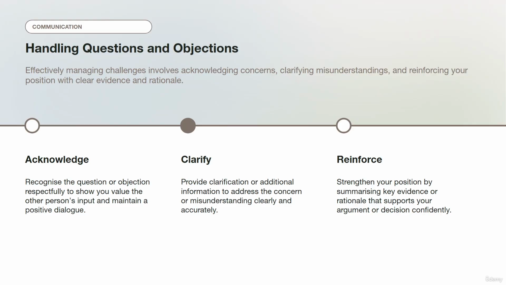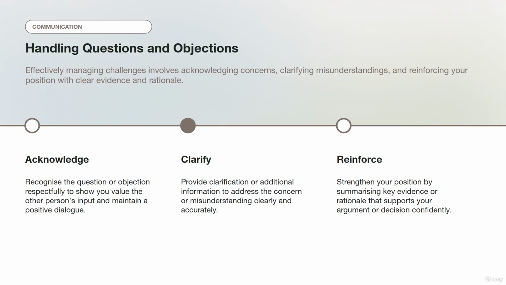Also very important is being able to handle questions and objections, because you might disagree or only partially agree with someone, and equally they can disagree or only partially agree with you. They might have more questions to clarify your ideas, your position, and why you have reached the decision that you have. So first of all, recognize the question or objection respectfully. Demonstrate that you understand this is a valid question and a valid objection worth discussing. Make sure you provide clarification or additional information to address the concern or misunderstanding clearly and accurately.